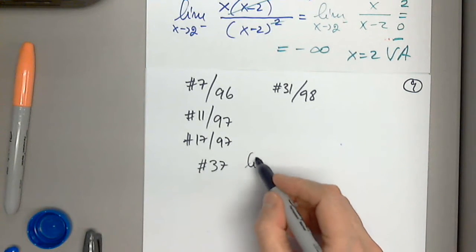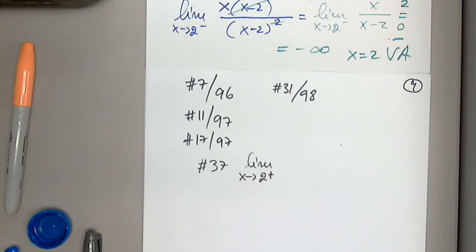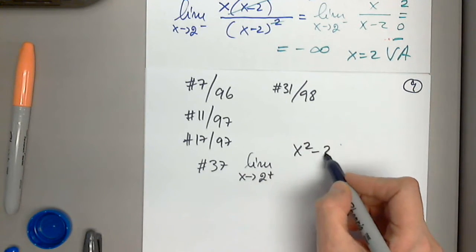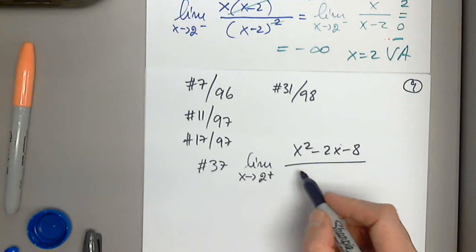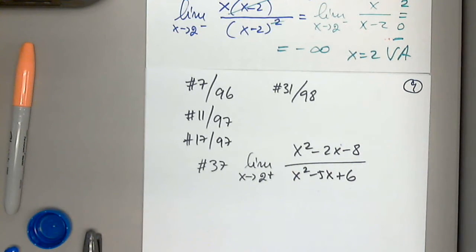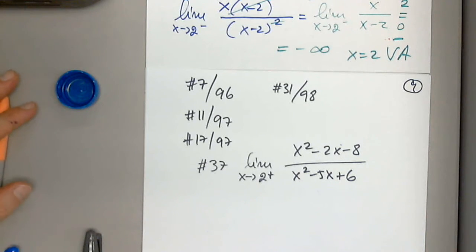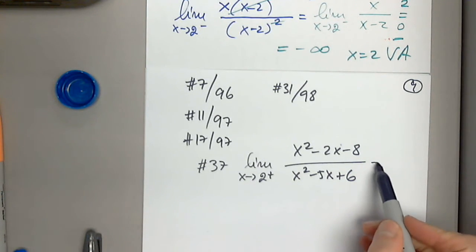37: the limit as x approaches 2 from the right-hand side of x squared minus 2x minus 8 divided by x squared minus 5x plus 6. I would highly appreciate it if, moving forward, you would have a folder or a binder in which I see all your homeworks. You just add on to that and I'll return the whole folder back. I would love to have a record of your progress and see how you are doing better and better every day.